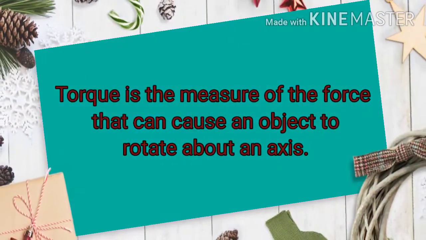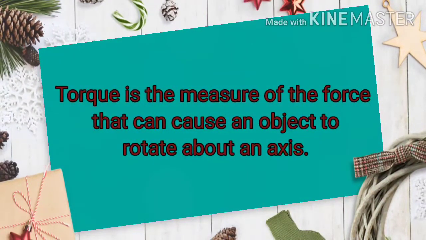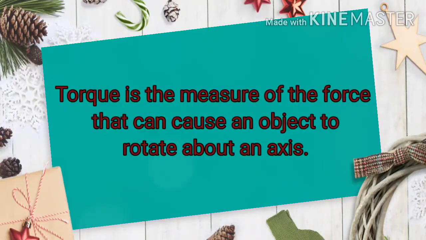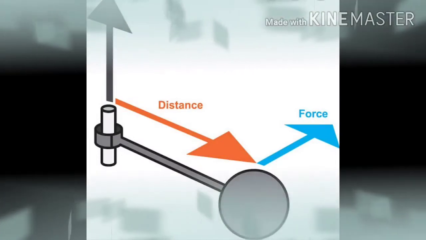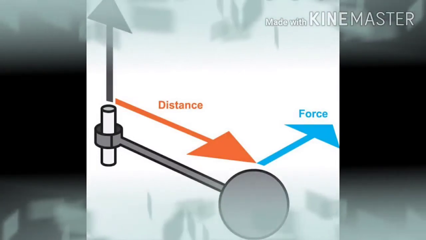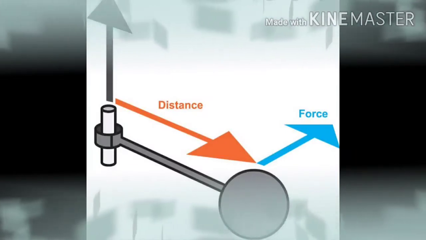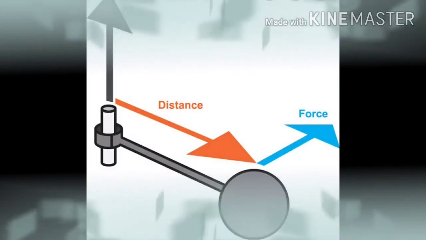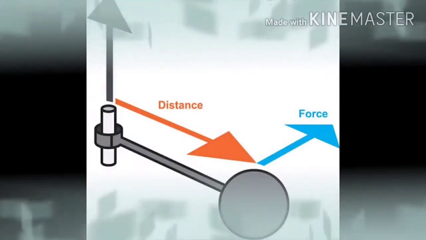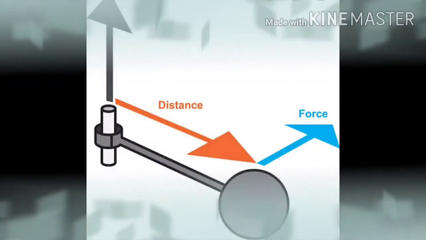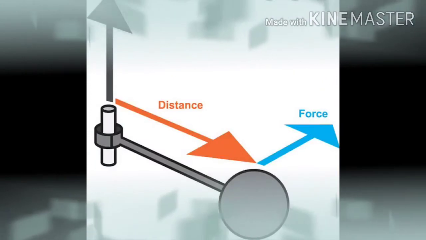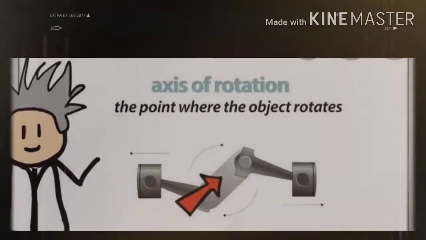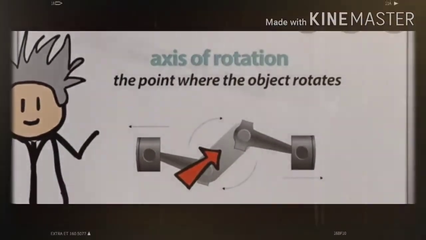Torque is the measure of the force that can cause an object to rotate about an axis. As you can see in the figure, here the arrow shows the axis of rotation, and from this axis a spherical body is connected at some distance. This spherical body is about to rotate with the application of the force, and this turning effect is known as torque. Now see the axis of rotation, the point where the object rotates.